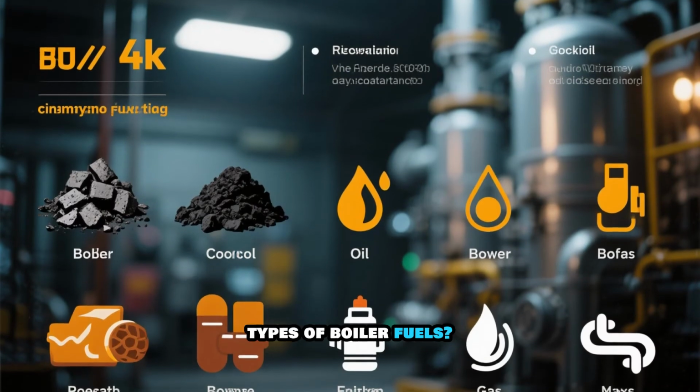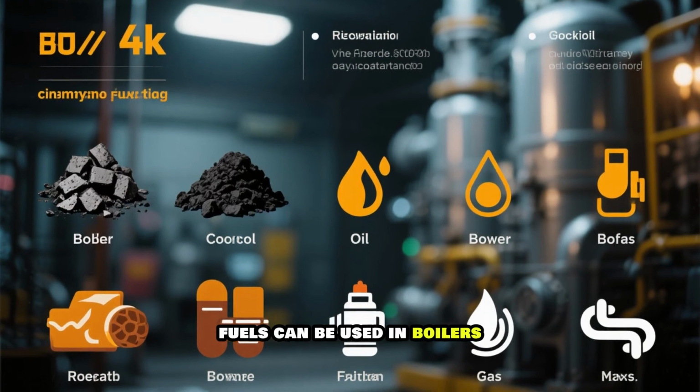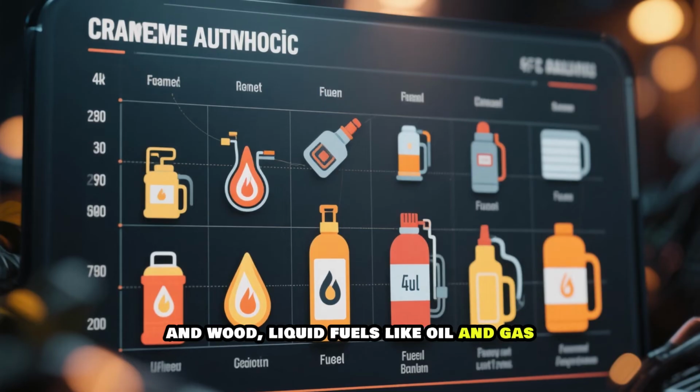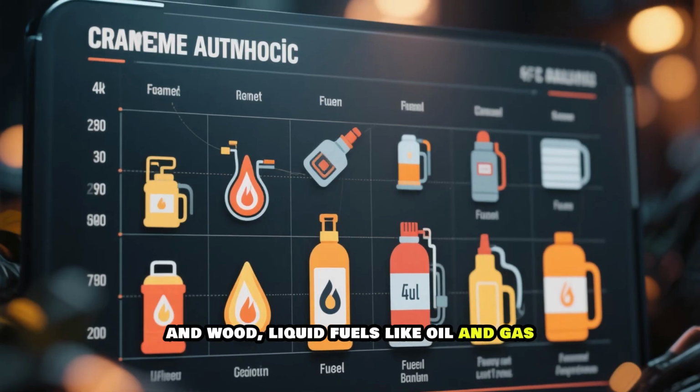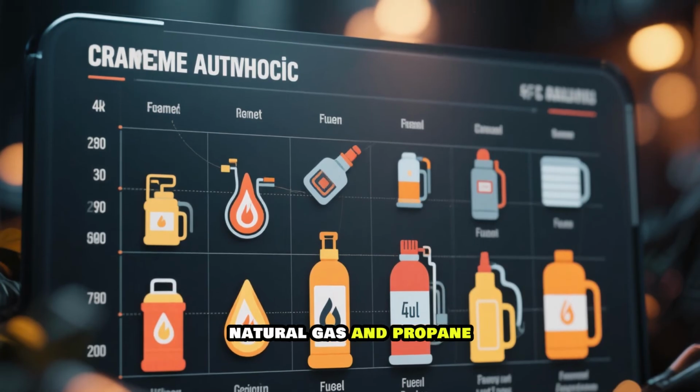What are the different types of boiler fuels? Different types of fuels can be used in boilers, such as solid fuels like coal and wood, liquid fuels like oil and gas, and gaseous fuels like natural gas and propane.